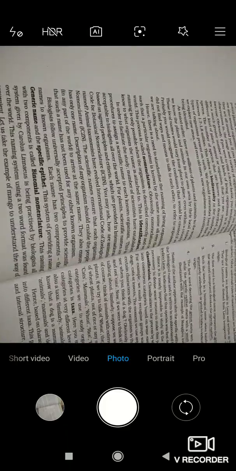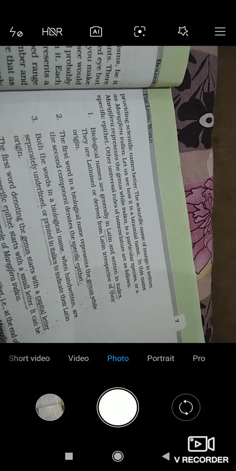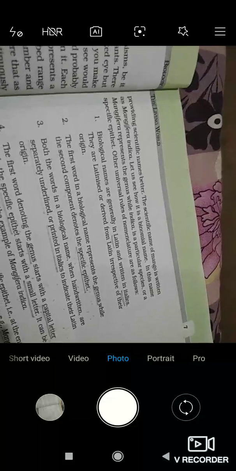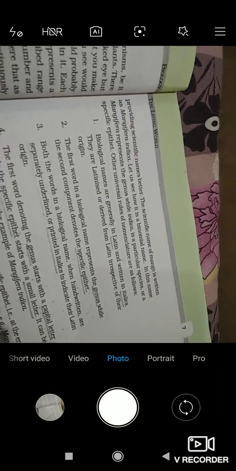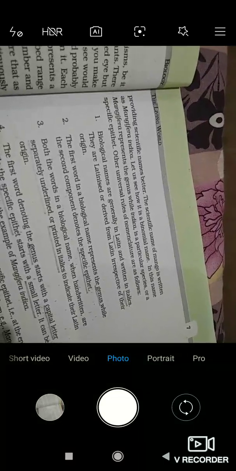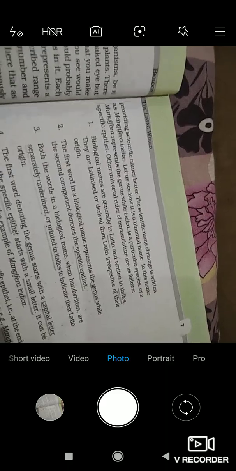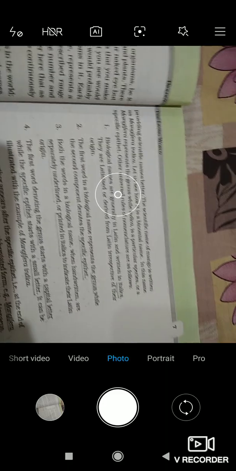Let us take the example of mango to understand the providing of scientific names better. It has given one example with the name of a fruit, that is mango, and its scientific name is Mangifera indica. So with the example of mango they have cleared this process and this criteria. Let's see how it is cleared.